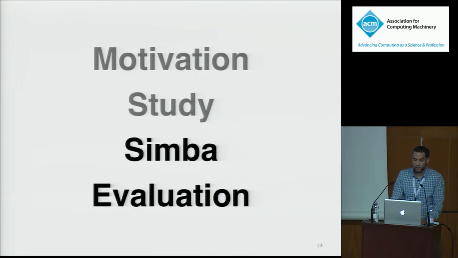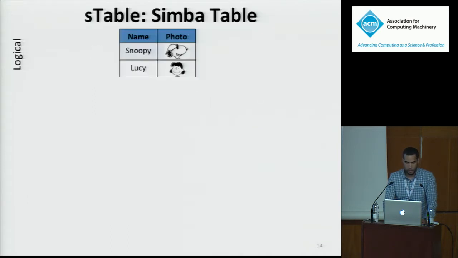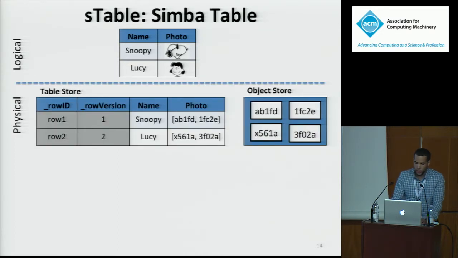So now I'll describe our solution, Simba, and how it addresses these challenges. First we implement a novel data sync abstraction called a Simba table, or S-table for short. Here I show the logical view of an S-table, which is the interface with which an app developer interacts through their app. Under the hood, an S-table is physically split into a table store and an object store. In the table store, the logical photo image that I show is actually replaced by a list of references to its chunks, or its chunk IDs, which are stored in the object store.